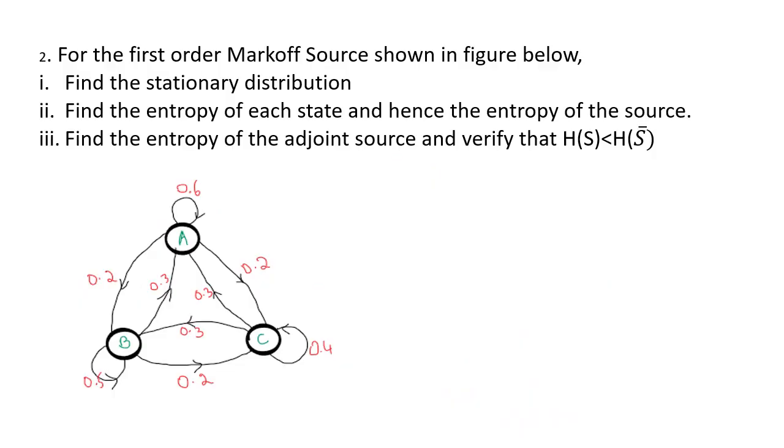Second problem, for the first order Markov source shown in the figure below. First question, find the stationary distribution. Second, find the entropy of each state and hence the entropy of the source.